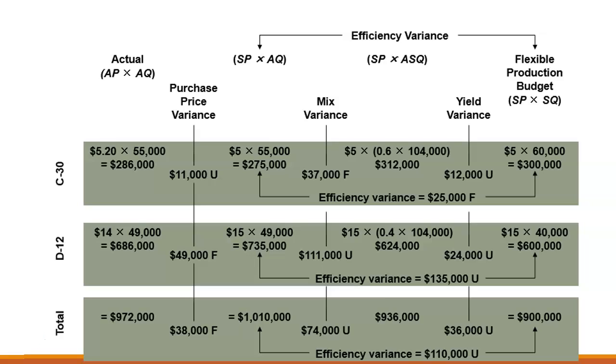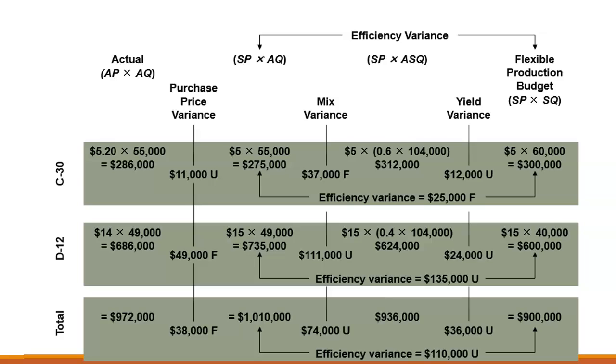So these result in our unfavorable yield variances, but we have a favorable mix variance for C30. We used less than we should have. We have an unfavorable efficiency variance for D12. We used a lot more than we should have, giving us a total variance in the production of our Easy Foam for purchase price variance of 38,000 favorable, but an efficiency variance of 110,000 unfavorable.